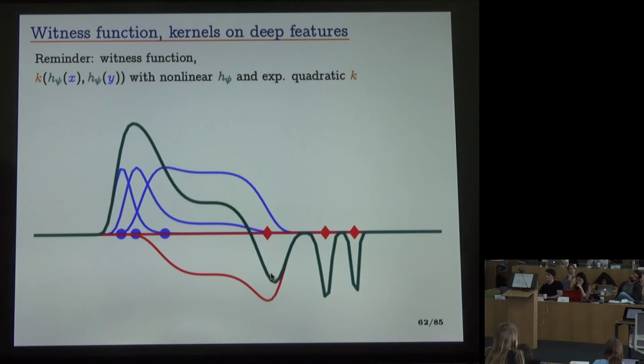So this is the sort of image you should have in mind when you're thinking of what the witness might look like when I compute it on nonlinear features of the data. I'm distorting my witness function around quite a bit, but hopefully in an informative way, in a way that allows me to pull my red points towards my blue. Yep.